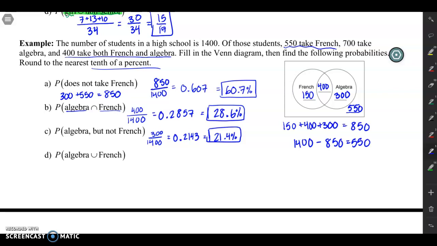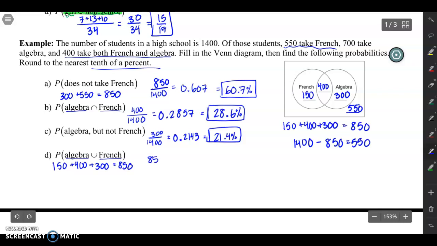So the next one's a little trickier. Well, not necessarily, but it can be. So the probability of being in algebra union French. So here I want all the kids that are in algebra, all the kids that are in French, and all the kids that are in both of them. Okay, so we're basically looking at everyone who's enrolled in at least one of these courses. So we've got a total of 150 plus 400 plus the 300. So there are 850 kids at my school that are enrolled in algebra or French or both.